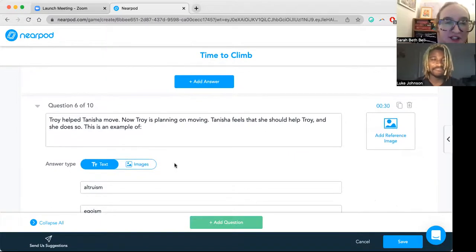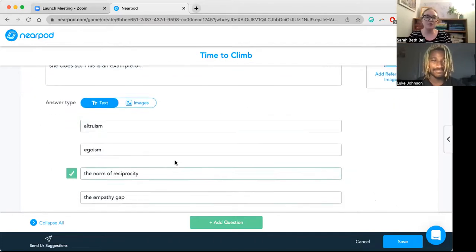Troy helped Tanisha move. Now Troy's planning on moving. Tanisha feels like she should help Troy, and she does so. This is not really an example of altruism. This is about the norm of reciprocity.